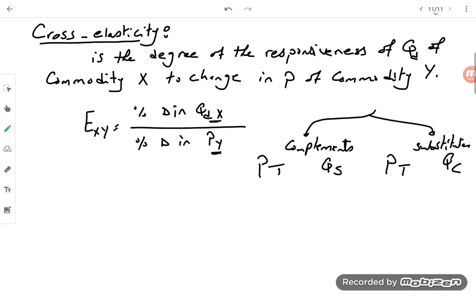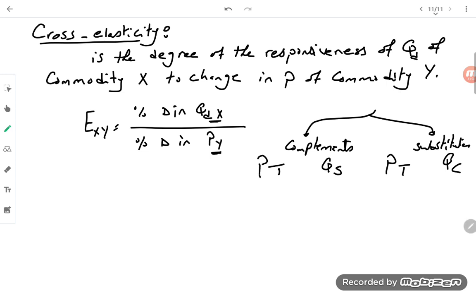The value ranges from 0 to infinity. 0 is perfectly inelastic, less than 1 inelastic, 1 unit elastic, greater than 1 elastic, infinity perfectly elastic. The sign determines the type of the commodity, whether it is complement or substitutes.